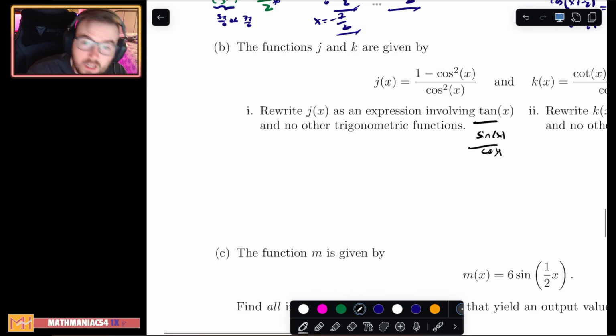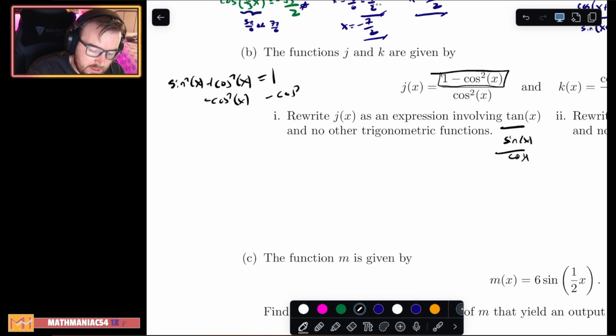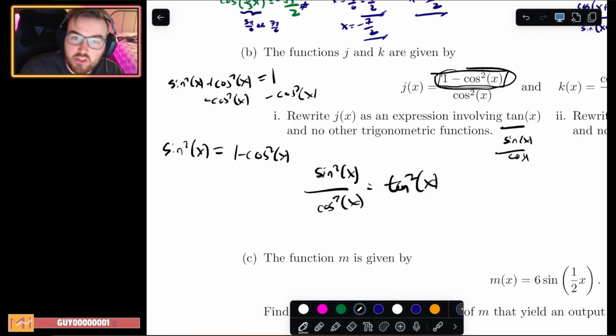Well, 1 minus cosine squared is just screaming at me because I know that sine squared plus cosine squared equals 1. So if you just subtract the cosine squared to the other side, we're suddenly realizing that sine squared is equal to 1 minus cosine squared. So immediately, I can turn that numerator into sine squared. And OMG, I have not sine over cosine, but instead sine squared over cosine squared, which is, I think, pretty obviously tangent squared.